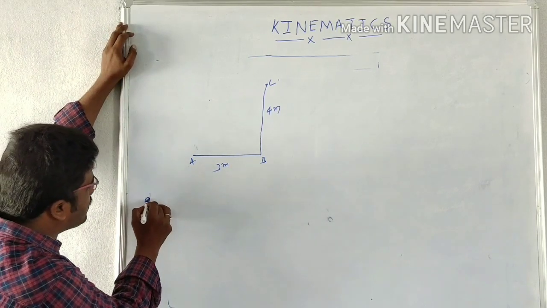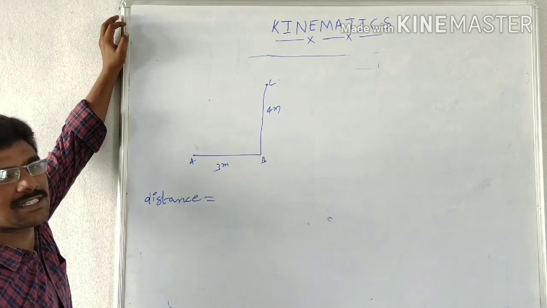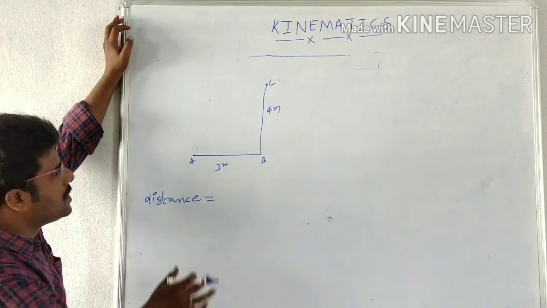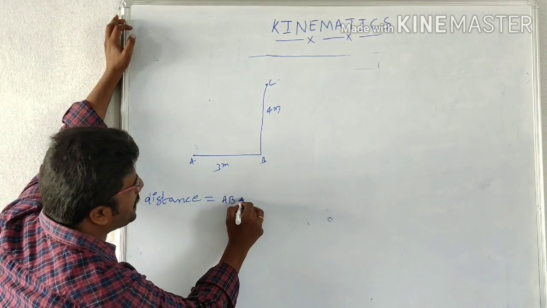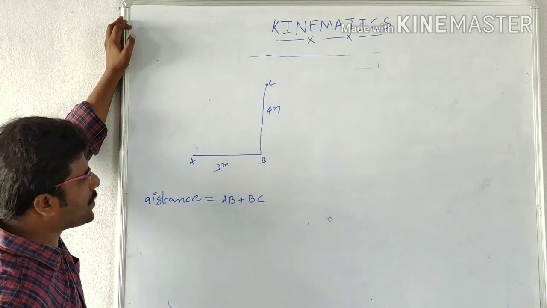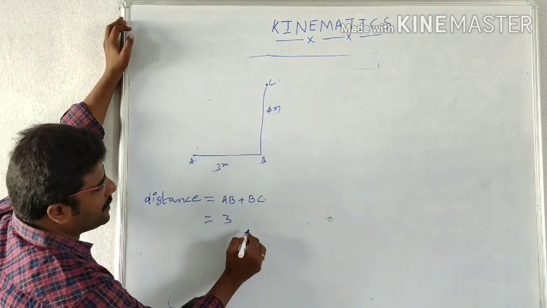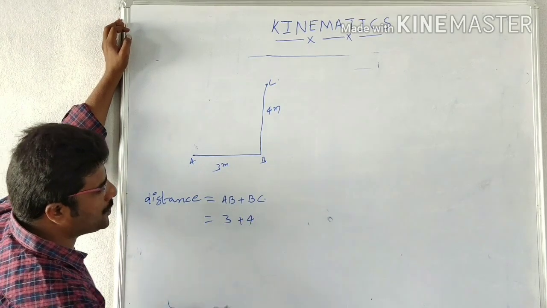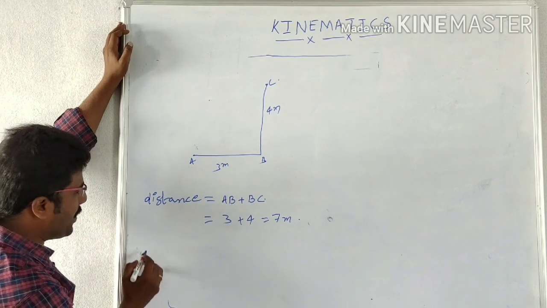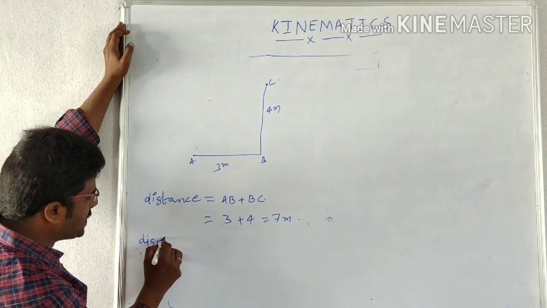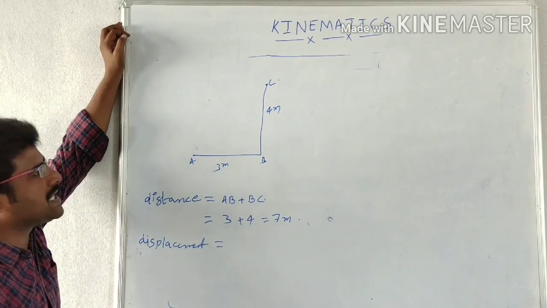Right. Distance. This distance is the total path length. Here it is AB plus BC. So what is the value of AB? That is 3. What is the value of BC? 4. 3 plus 4, that is 7 meters. Now, the displacement value?